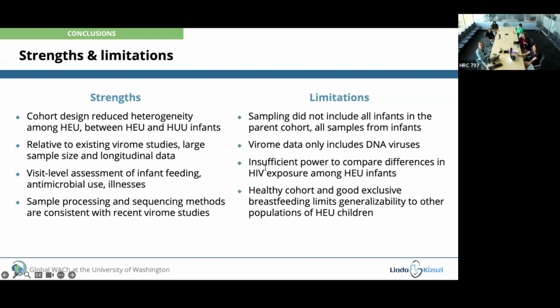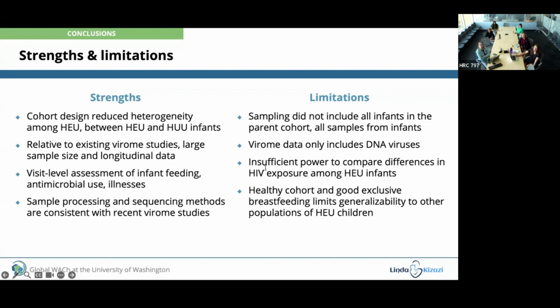We did not, of course, include all the infants in the cohort and all samples from all the infants we had. A lot of that's logistics, so there is still the possibility that there could be differences if we looked at everybody, but we did have a seemingly representative subset of everyone based on the background characteristics. Only DNA viruses again, but this is also consistent with existing literature. It's pretty tough to get the RNA viruses.